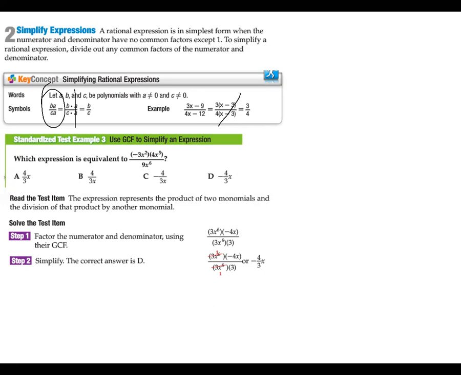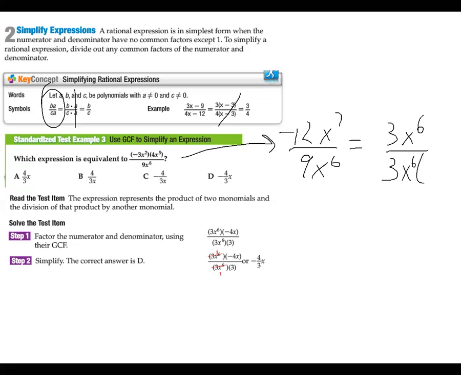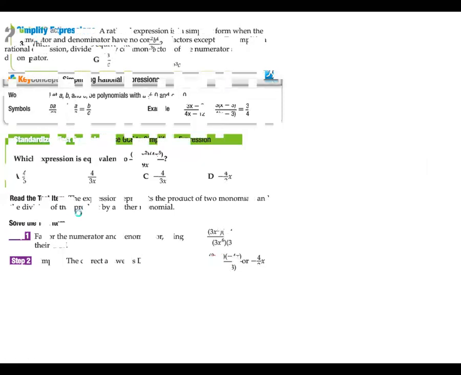Another way to do this is to first multiply out the numerator. So you could get negative 12x to the 7th over 9x to the 6th. And then you could see that the 12 and the 9 both have a factor of 3. And the x to the 7th and x to the 6th have a common factor of x to the 6th. In the denominator, all that would be left is a 3, and the numerator would have a negative 4x left over. Then you'd cancel out the 3x to the 6ths. Okay? Cool. All right, here's one for you to try.